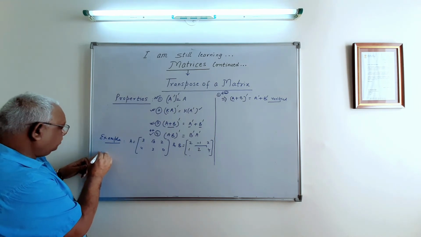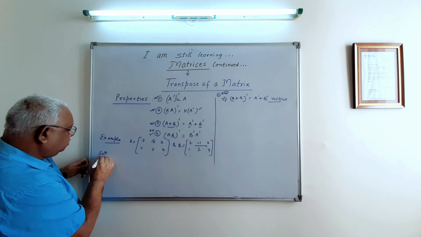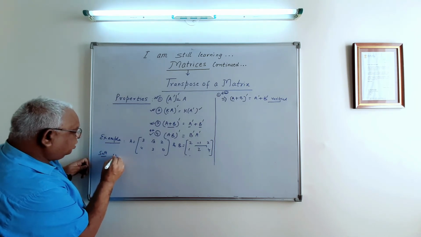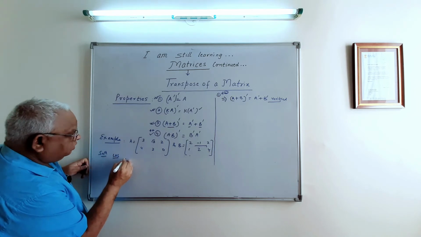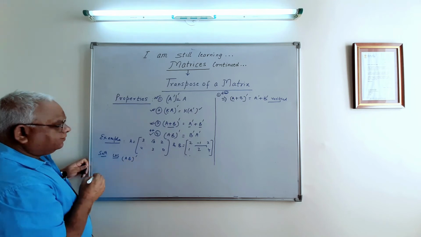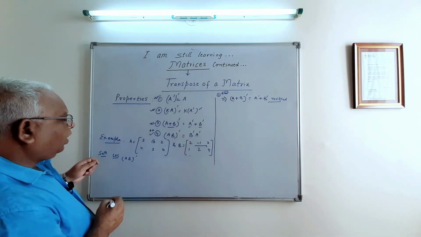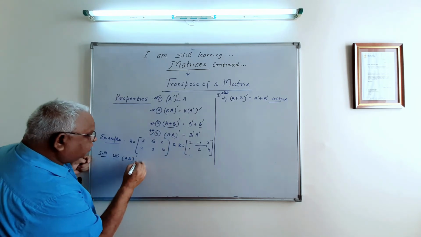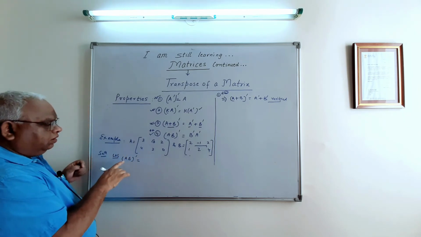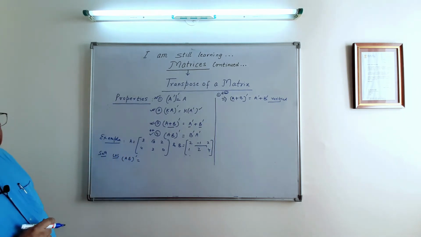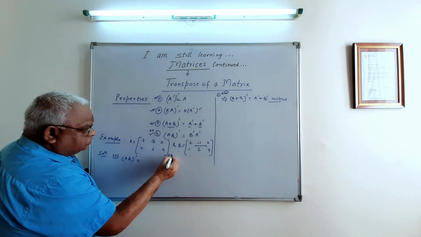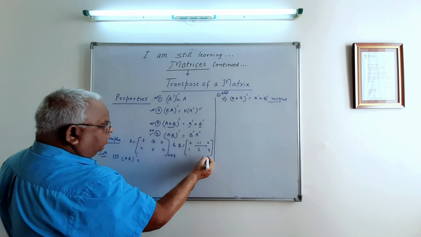The fourth solution. Let us start with (AB) transpose. So what is (AB) transpose? You have to be careful when you are talking about (AB) transpose. So here you first have to check everything. This is 2 cross 3.